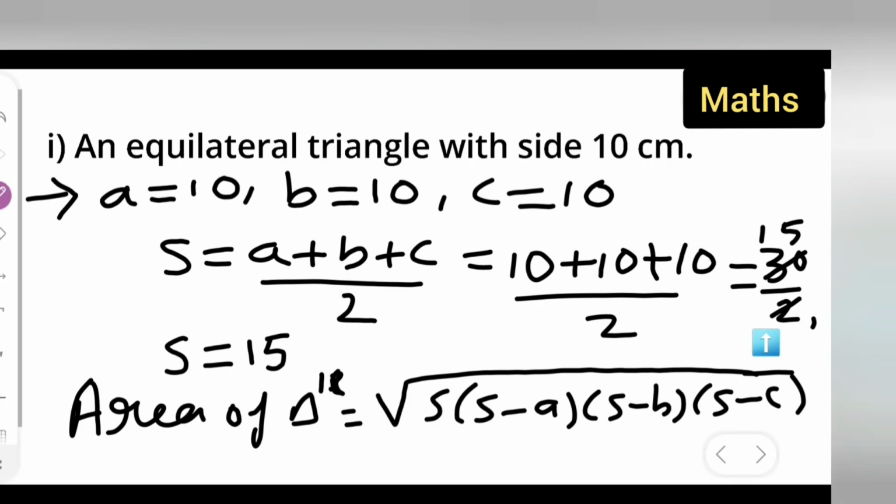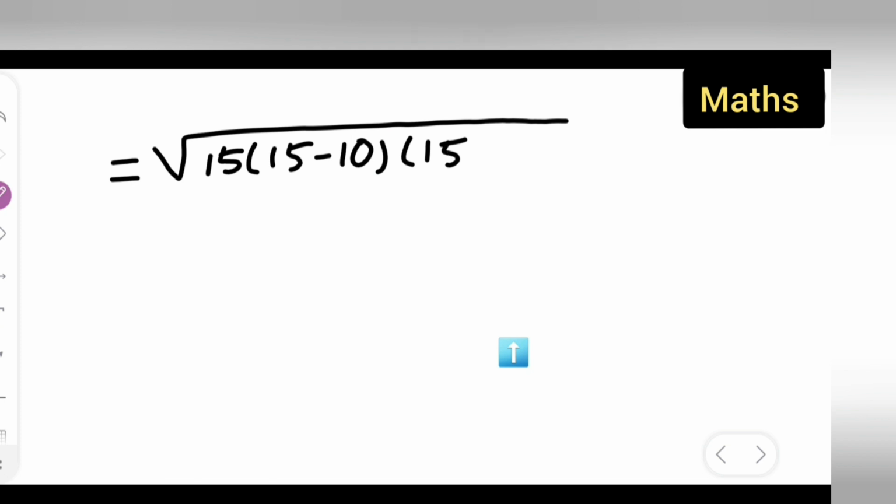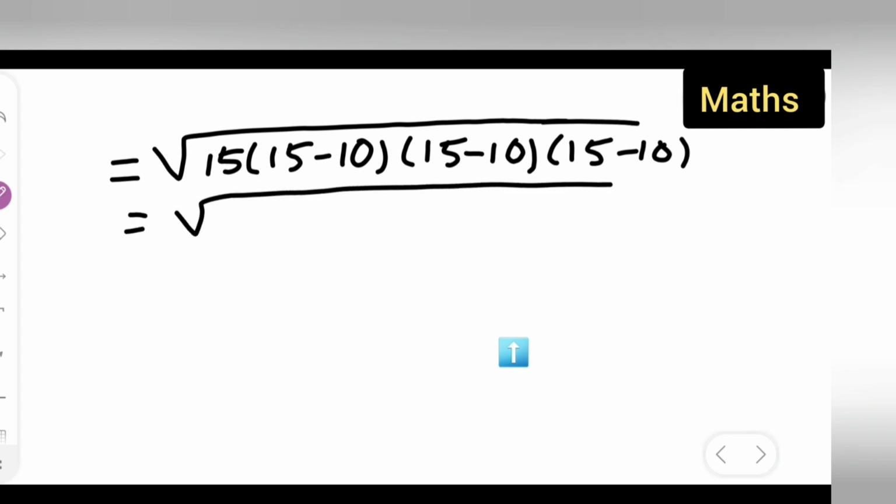Next, let us see. So what we got is 15, right? S is 15. So write down 15 into 15 minus 10. Your A is 10, right? Then 15 minus 10 and again 15 minus 10, right? So next step will be what? Write down this is equal to square root of 15 into 15 minus 10 will give you 5 multiplied by 5 multiplied by 5, right?